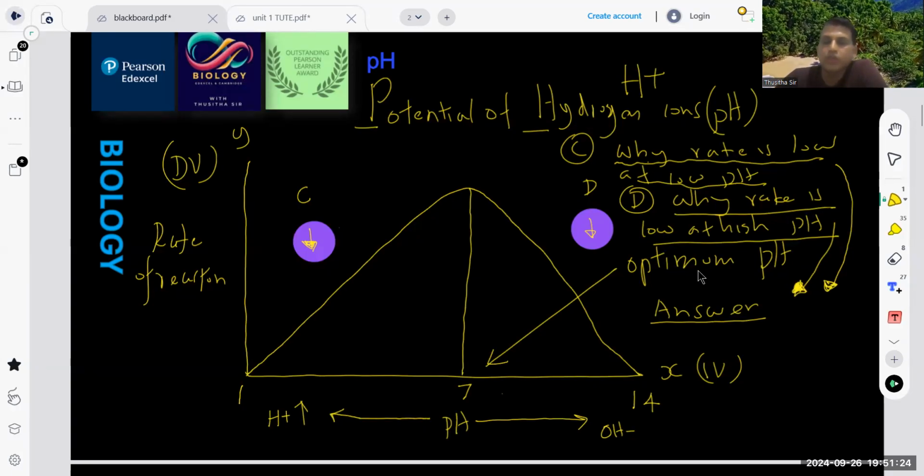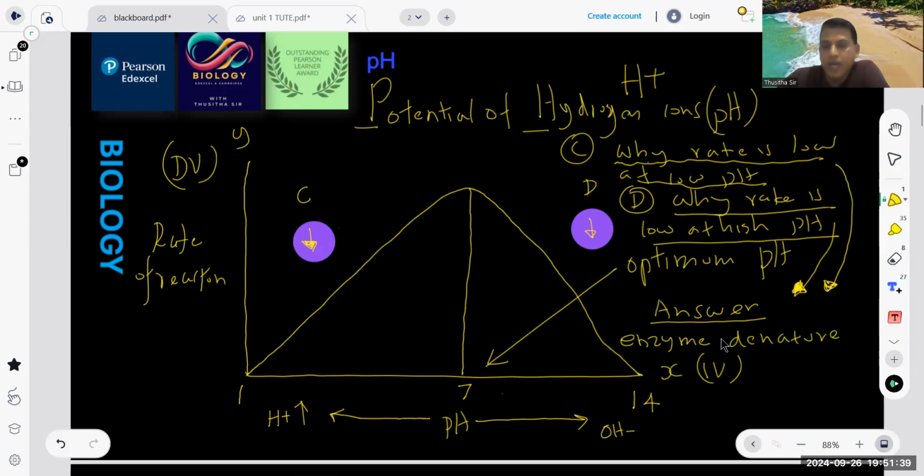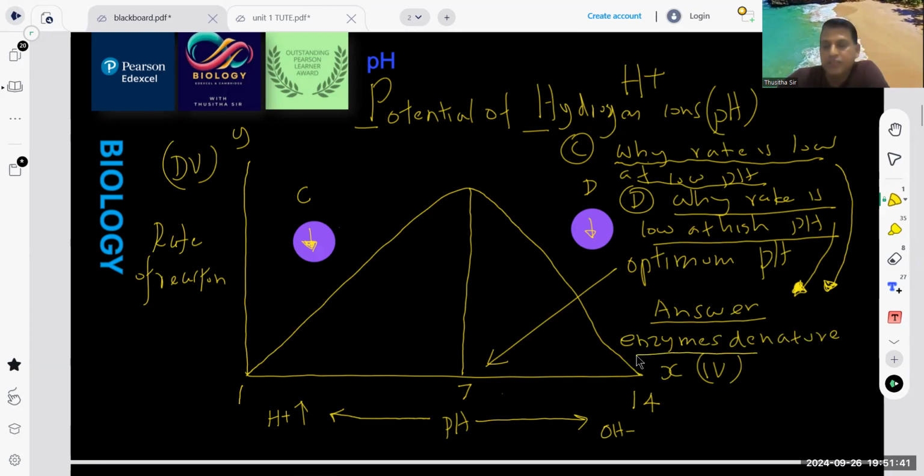Right, I'm going to give the answer for both questions as one answer. The answer is: enzyme denature. So enzymes denature at both high pH and low pH. What is the meaning of denature? Denature is like this, you can understand.